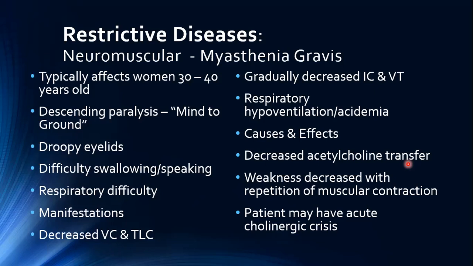All right. So weakness, decrease with repetition of muscular contraction, right? They're getting weak. And the patient may have acute cholinergic crisis. They're in a cholinergic crisis because they're not getting enough acetylcholine. And so please, if they are, don't give them an anticholinergic, because you are making the problem worse. So myasthenia gravis is descending paralysis from the head to the ground, right? It's caused by a decrease in acetylcholine transfer.